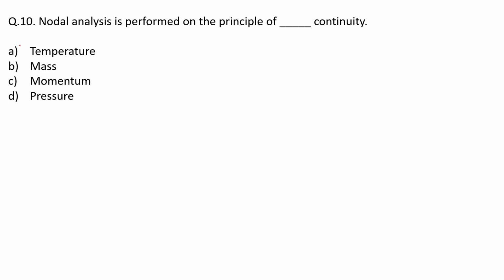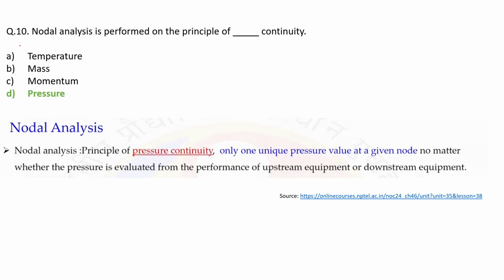The last question is that nodal analysis is performed on the principle of dash continuity. Options are A, temperature, B, mass, C, momentum, and D, pressure. So in nodal analysis, the principle of pressure continuity means there is only one unique pressure value at a given node, no matter whether the pressure is evaluated from the performance of upstream equipment or downstream equipment. So that is used for nodal analysis.